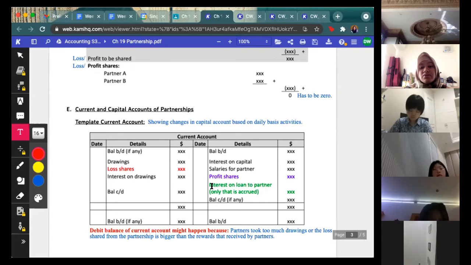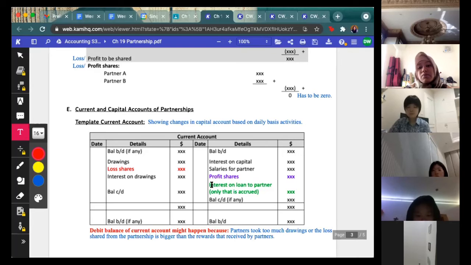Now, the one that you need to remember is interest on loan to partner. If you have an accrued amount of interest on loan to partner, which means this interest is not yet paid in money, you have to write down this interest to partners on the credit side. Why? Because this is part of the business liabilities. Interest on loan accrued to partners means the business owes money to partners. That is why it appears on the credit side.